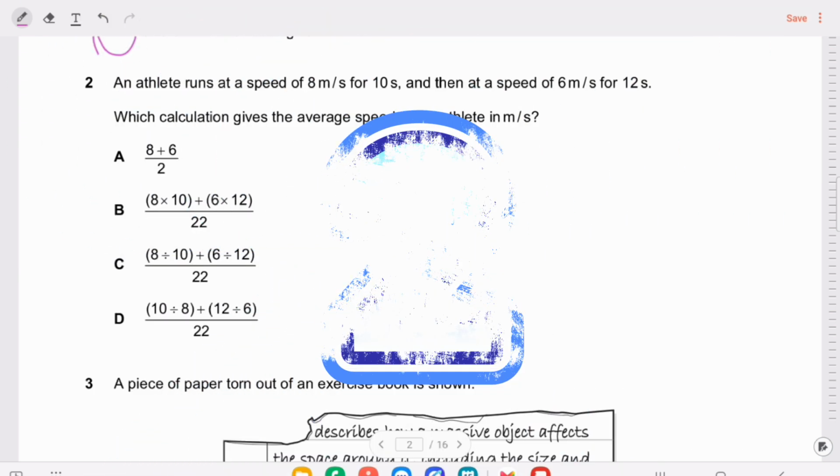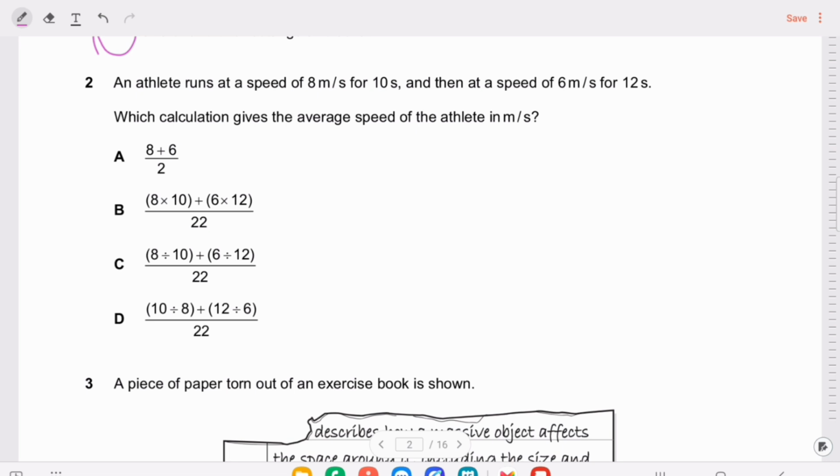An athlete runs at a speed of 8 meters per second for 10 seconds and then at a speed of 6 meters per second for 12 seconds. Which calculation gives the average speed of the athlete in meters per second? So what's the formula for calculating the average speed? Average speed is equal to total distance divided by total time. Now here the speeds are given. I want to find out the total distance for both the speeds.